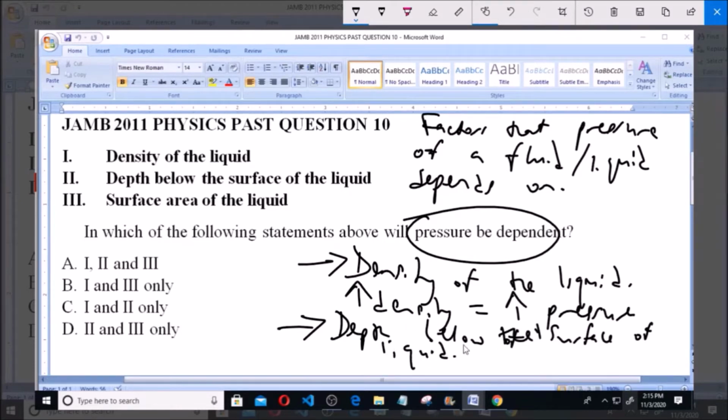The deeper, the more the depth, or the lower the depth in this case, the more pressure it also exerts. Now the only item here that does not affect pressure of a fluid is the surface area of the liquid. The surface area of the liquid is not a factor that influences pressure. So we're asked for which one pressure will be dependent on. So we have picked out 1 and 2 as factors which pressure is dependent on. So 1 and 2 only is option C, the answer to this question.